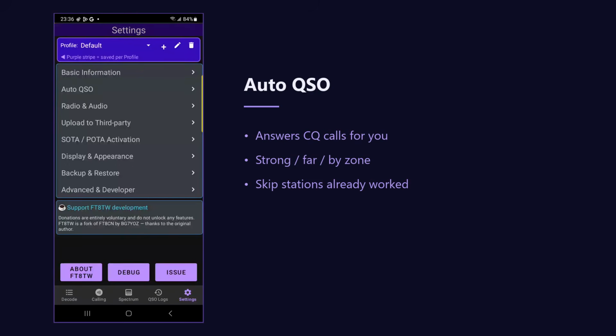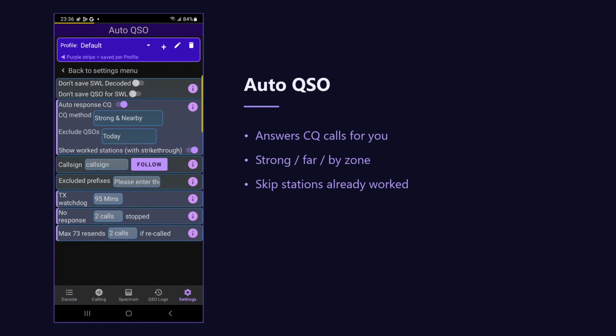If you would rather let it run on its own, turn on Auto CQ response, and the app answers incoming CQ calls for you. Under Auto QSO you decide what it prefers, strong and close first, farthest first, or sorted by ITU or CQ zone, which is useful if you are chasing awards. You can also exclude stations you have already worked, so it does not call the same one twice.